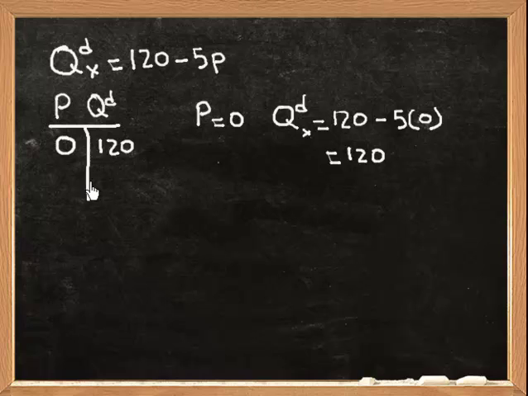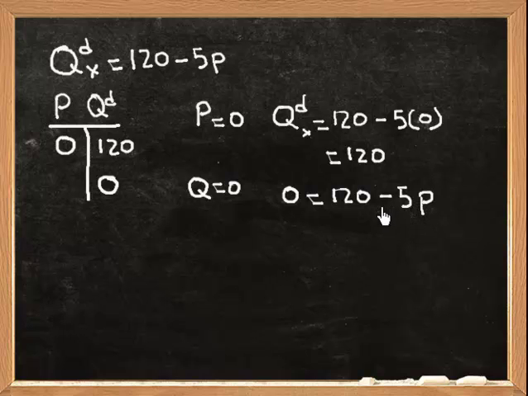For the second value, we are going to ask ourselves what is the price needed for the quantity demand to be 0. So now we are interested in finding the price such that consumers are willing to buy 0 units. So if we set Q equal to 0, we have that 0 will be equal to 120 minus 5p. This expression can be solved for p.